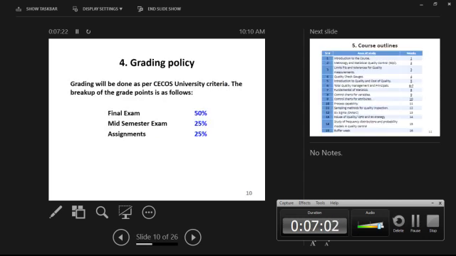The grading policy of the subject will be as per the Seacoast University criteria. The final exam will have 50% weight, the midterm exam 25%, and assignments 25%. Before, in the previous subject, some students may know that I gave a project, and there were some presentations and like that. So we will think over it. Also I will get some feedback from your side.